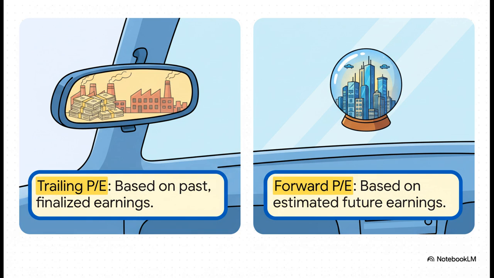Forward PE, on the other hand, tries to forecast the road ahead by dividing the current stock price by estimated future earnings over the next 12 months. For fast-growing companies, looking forward is usually way more relevant, right? Because investors buy a stock for what it's going to do tomorrow, not what it did yesterday.